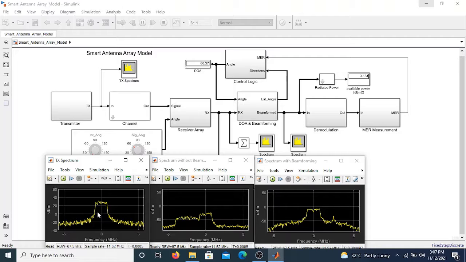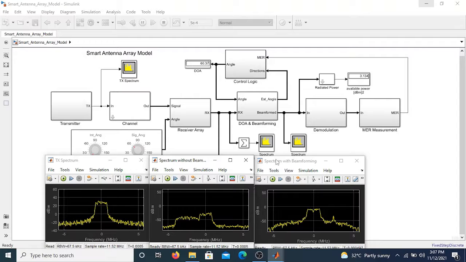The first frequency spectrum we have here is the one from the transmitter, where a pulse was generated by the transmitter and passed through the channel into the receiver array, where it was combined with the desired signal angle. Basically, you can see this is the desired signal, the main lobe of the desired signal. Then this frequency spectrum indicates that the main lobe is currently being disturbed by an interfering lobe, a side lobe, on the far left, due to the fact that this frequency spectrum is without beamforming.